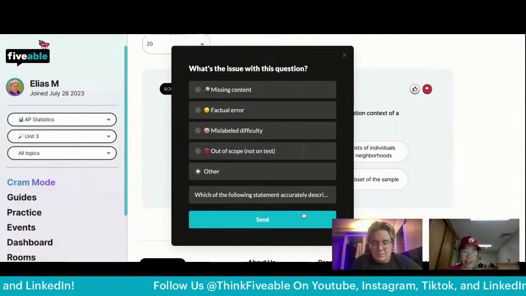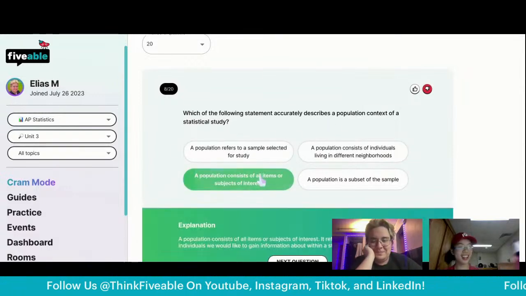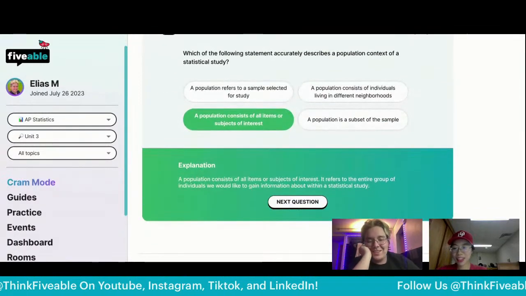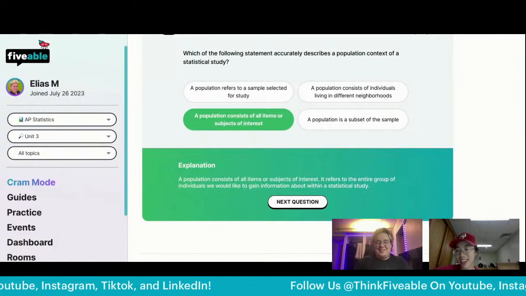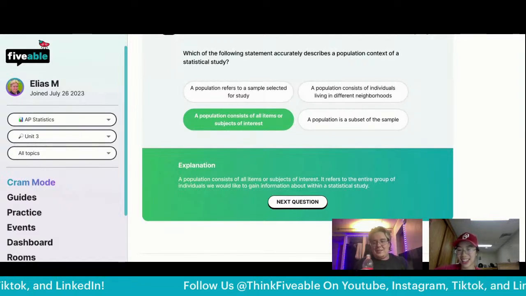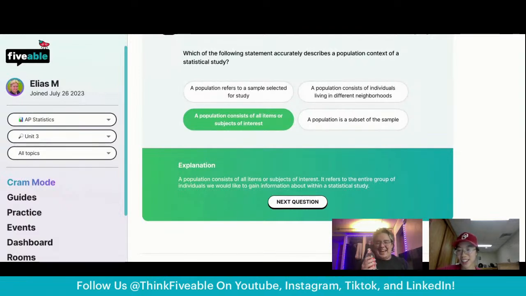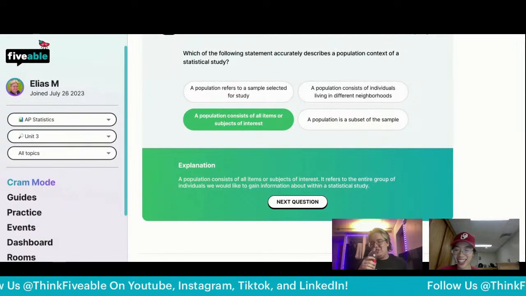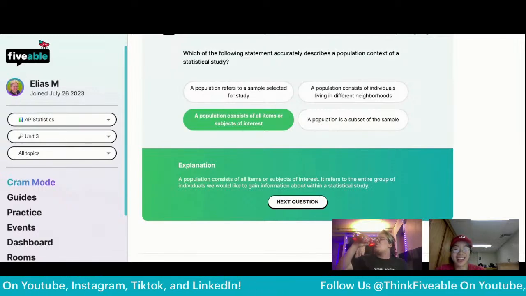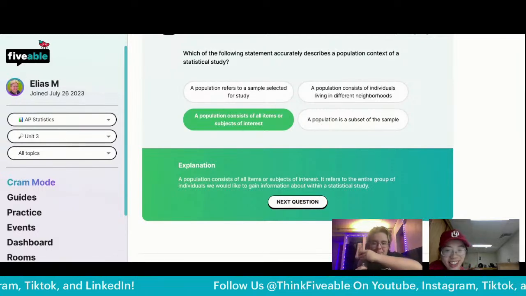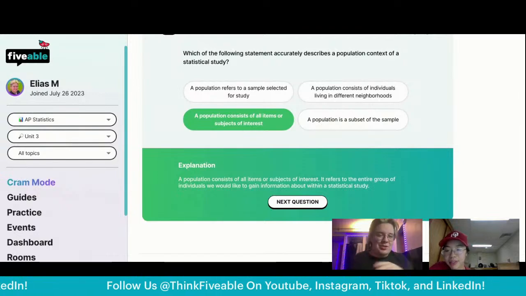This would be very ironic if it was like an SAT writing or an English question. I think we should use these as SAT English examples. What is wrong in this sentence? Actually, you know what? Scratch that.